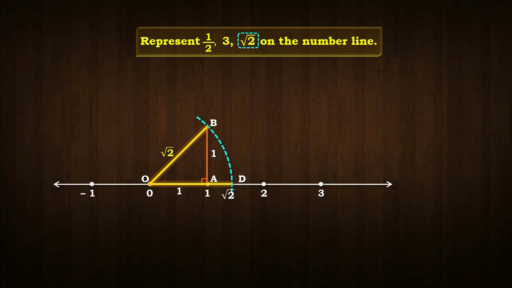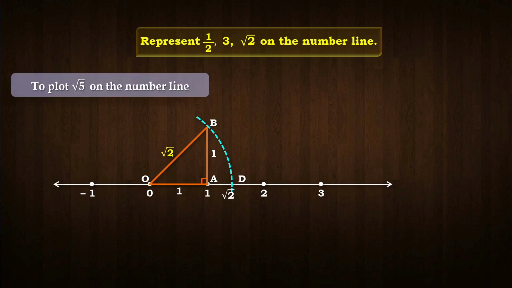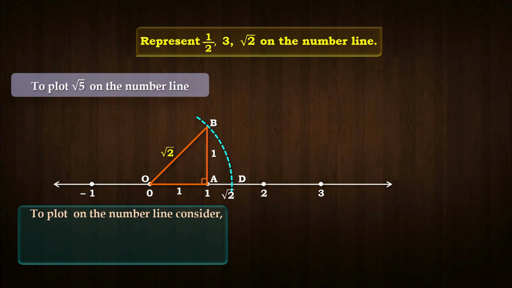So now this becomes, whenever we plot it on the number line, that root 2, so that becomes our root 2. Now to plot root 5 on the number line, we have to consider that hypotenuse equal to root 5.